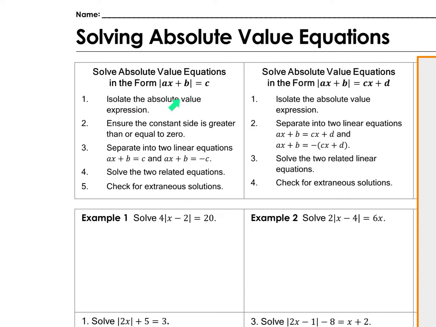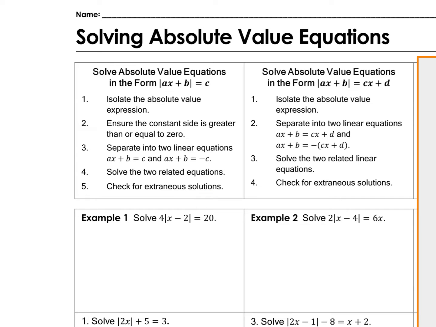First, isolate the absolute value expression. That just means if there's anything outside the absolute value bars, you have to move it to the other side first. Then make sure that the constant, the c value right here, is greater than or equal to 0. That just means that c cannot be a negative number. Right, then we're going to separate it into two different equations and solve each of them, and then we're going to check for what's called extraneous solutions.